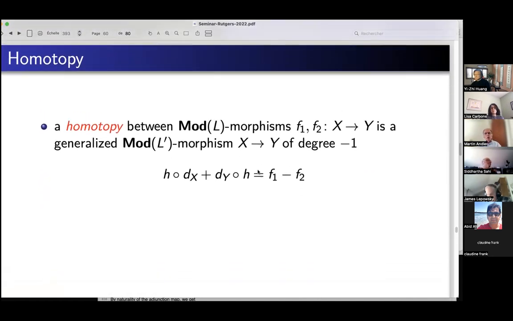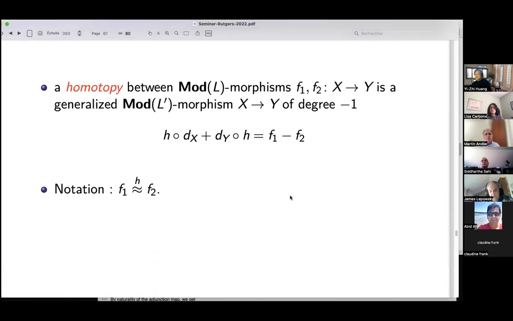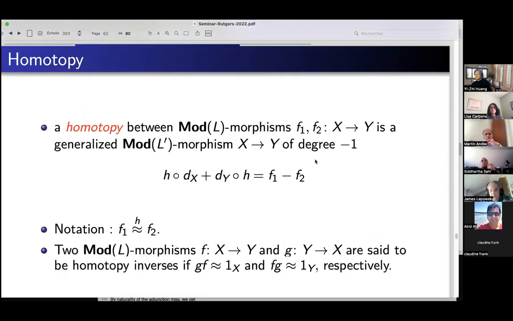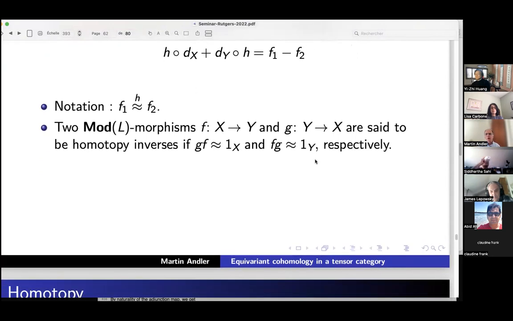And then we can define the notion of homotopy, which is a morphism. So it's a homotopy between L morphisms, which is an L prime morphism, which verifies this homotopy condition. And we write the homotopy with this notation. And we say that two mod L morphisms are said to be homotopy inverses if GF is equivalent to 1_X and FG is equivalent to 1_Y.